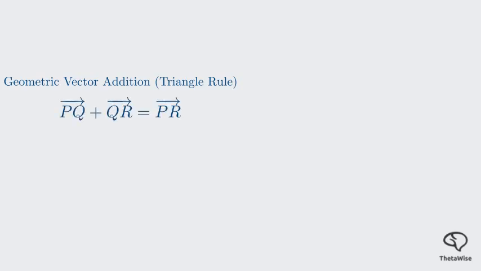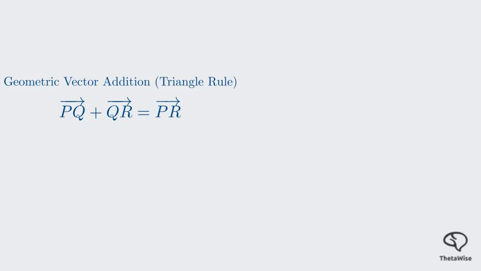In vector notation, this is written as vector PQ plus vector QR equals vector PR. Notice the pattern. The head of the first vector, Q, matches the tail of the second vector. The resultant vector then spans from the first tail to the last head. This gives us a general rule for adding any two vectors, say A and B. Step 1. Draw the first vector A.